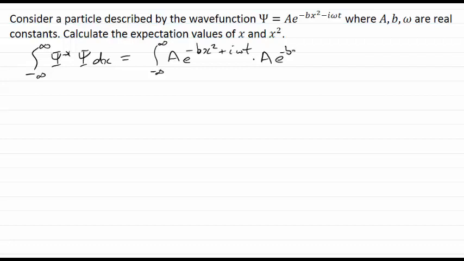So there is psi star, the complex conjugate of my wave function, multiplied by my wave function, a e to the minus b x squared minus i omega t, and that's the integral that I need to do.